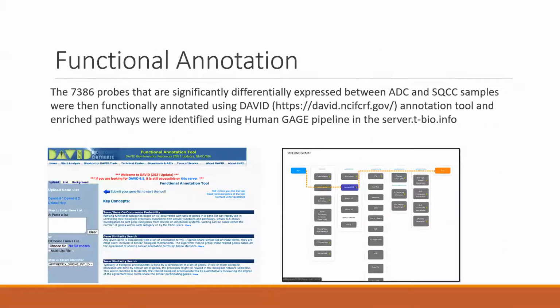For the functional annotation, our 7,386 probes, which were significantly differentially expressed between ADC and SQCC samples, were then functionally annotated using the DAVID annotation tool, and enriched pathways were identified by the human GAGE pipeline on the T2 bioinfo server.